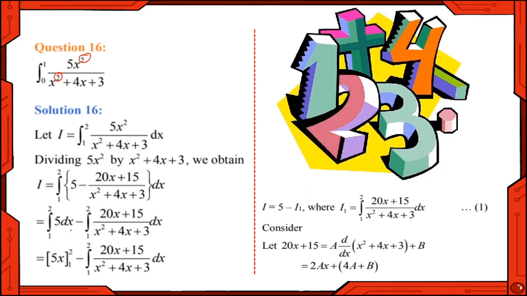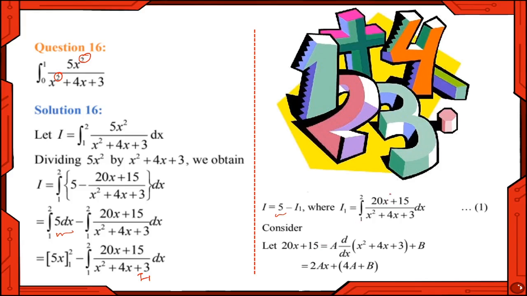Split it. You know the method very well. 5, what is the integral? 5x. Apply the limit. Instead of x, first of all apply 2, then 1. So it will be 10 minus 5, which is 5 only. Right? And minus, let it be I1. Right? Now we'll talk about I1.